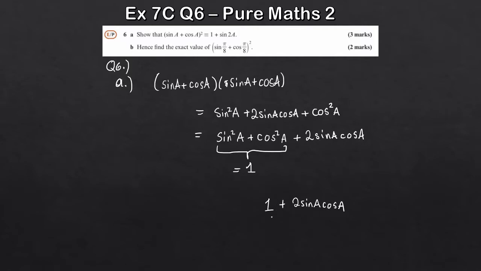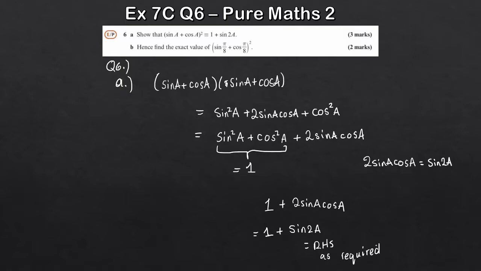At this point here, we've got 1 plus 2 Sine A Cos A. But if you remember, 2 Sine A Cos A, this is just a double angle formula for Sine 2A. Okay, so because of that fact, this is Sine 2A, we can actually just write this as 1 plus Sine 2A, which is equal to the right hand side as required. Okay, so we've got the result that we needed to show there.